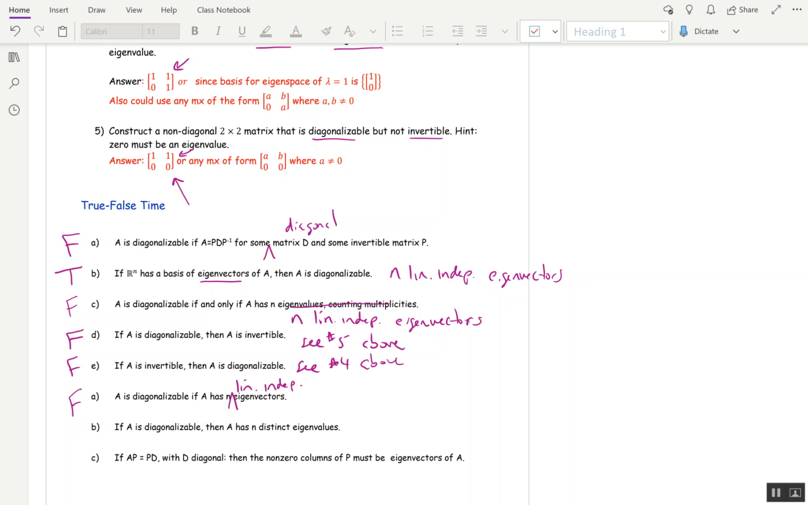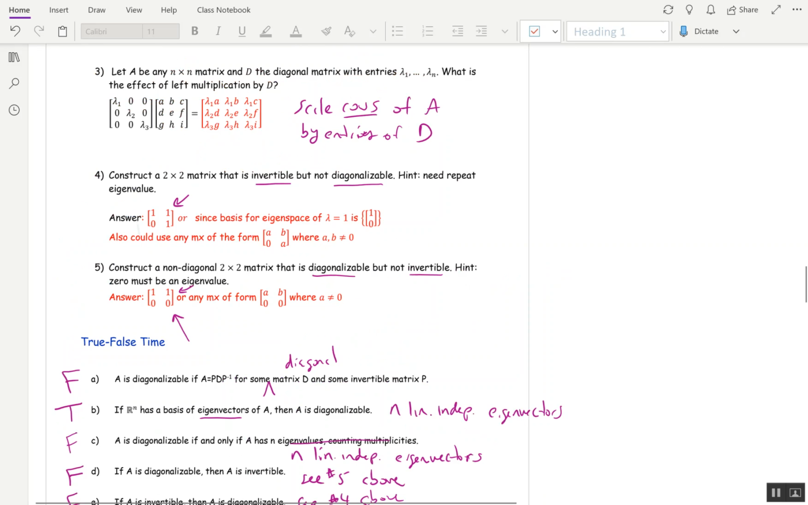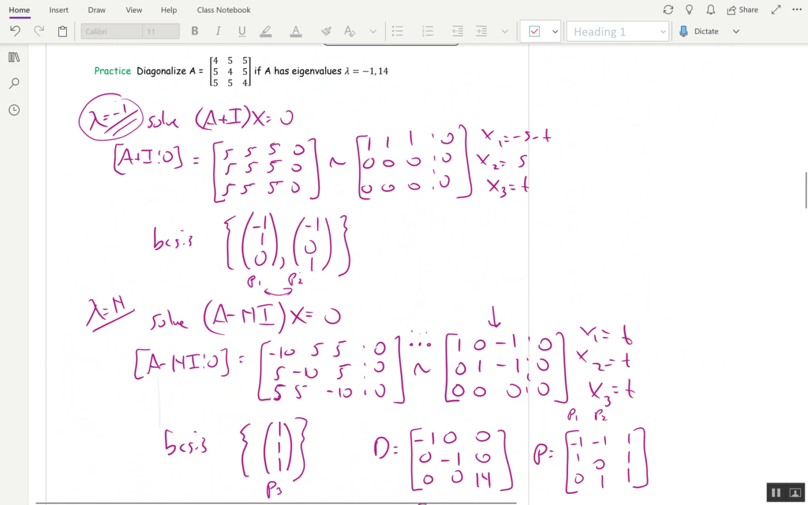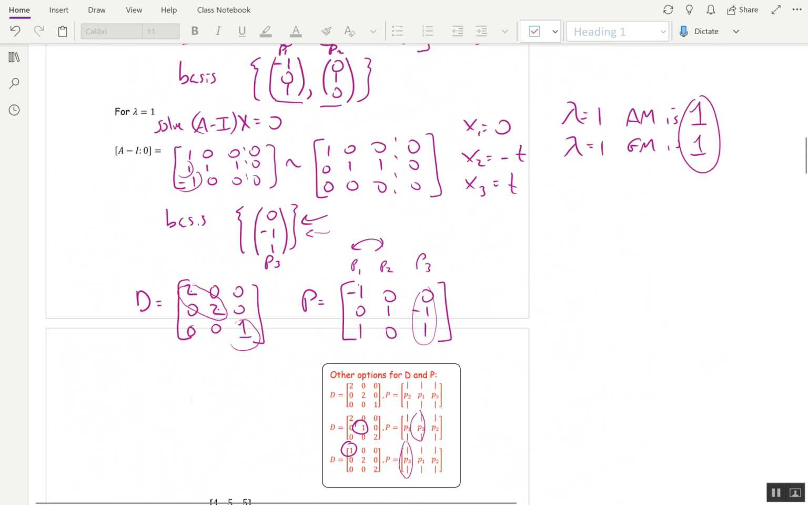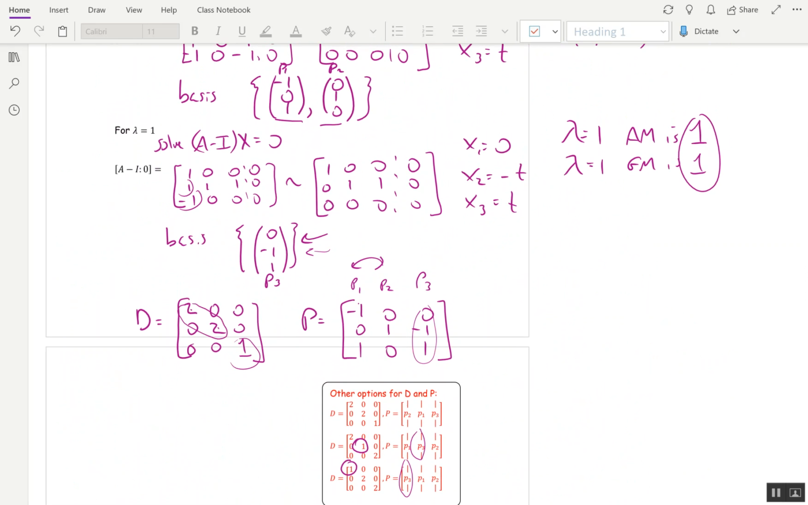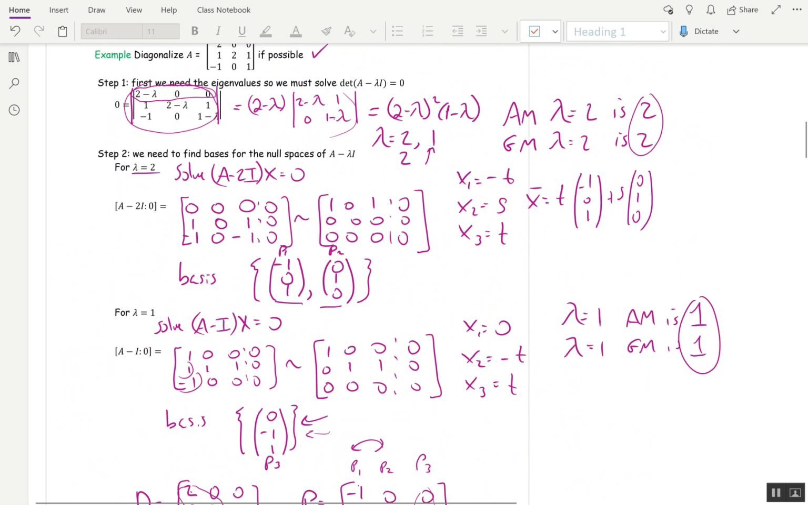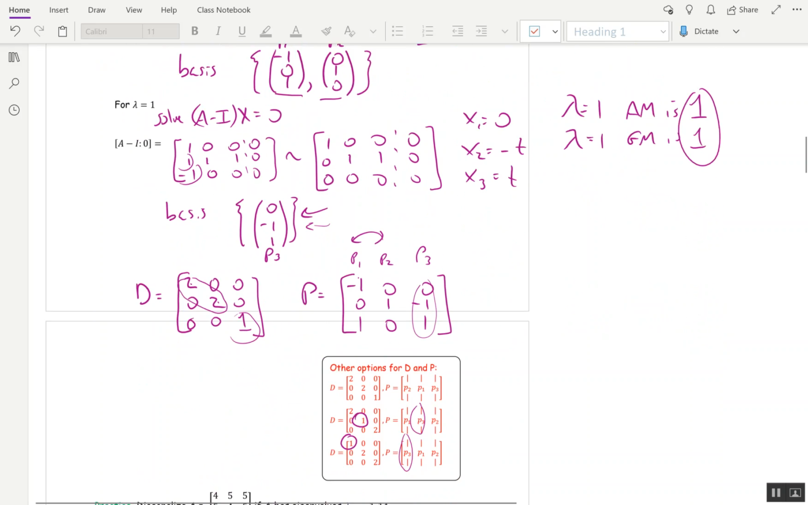B, if A is diagonalizable, then it has n distinct eigenvalues. False. See the example, page 2. Here we had only 2 distinct eigenvalues, 2 and 1, but A was diagonalizable.